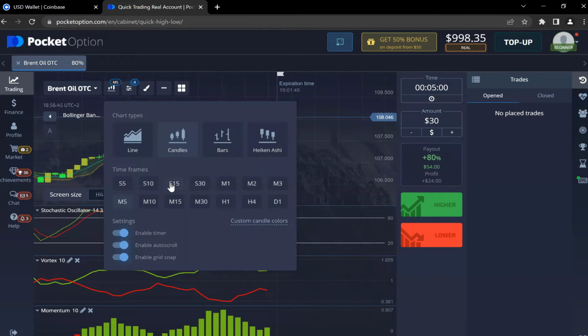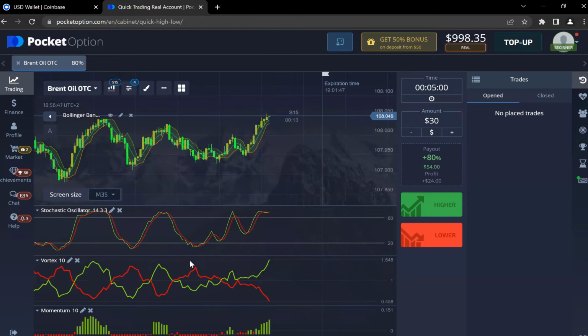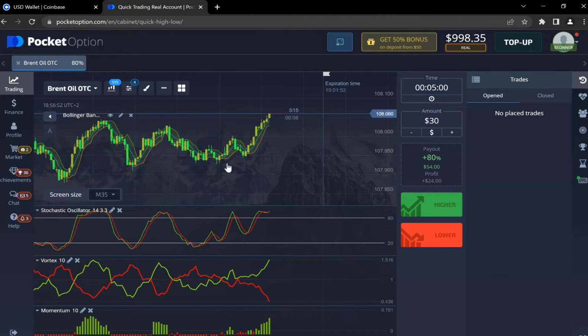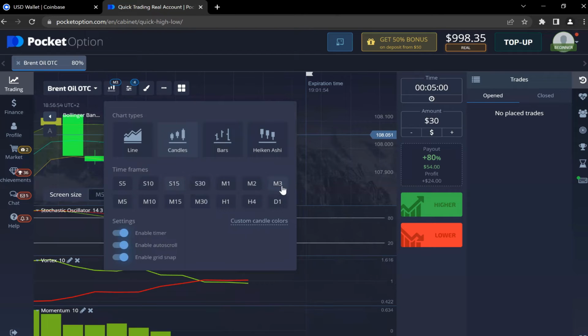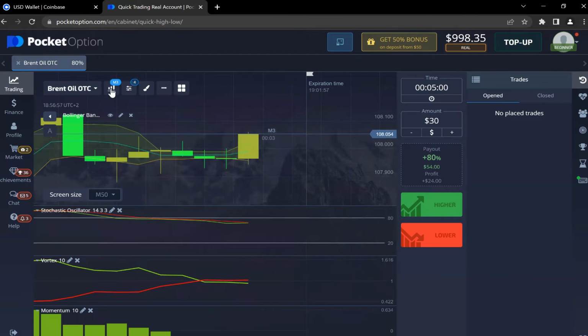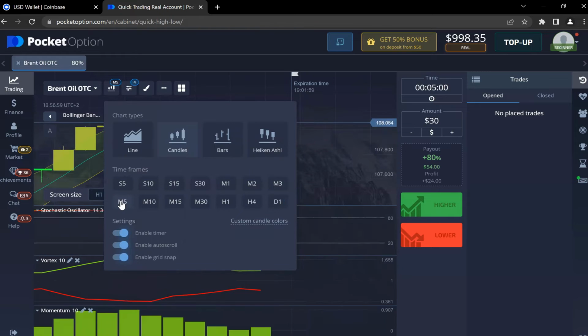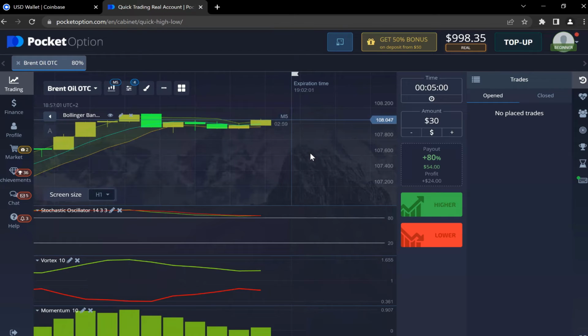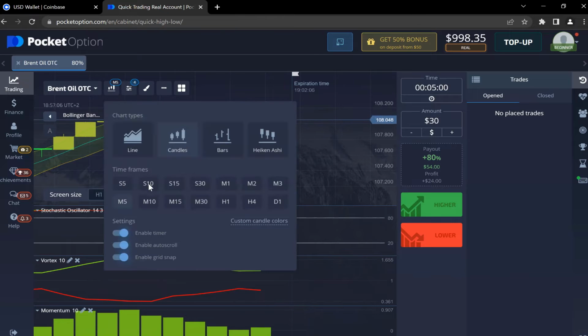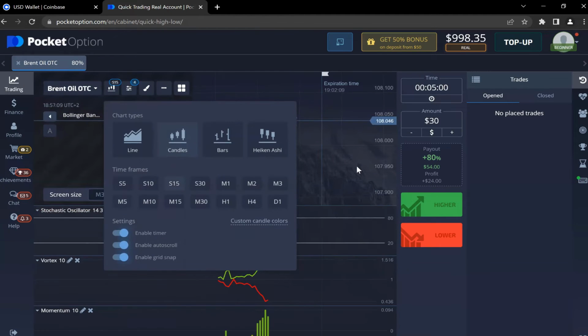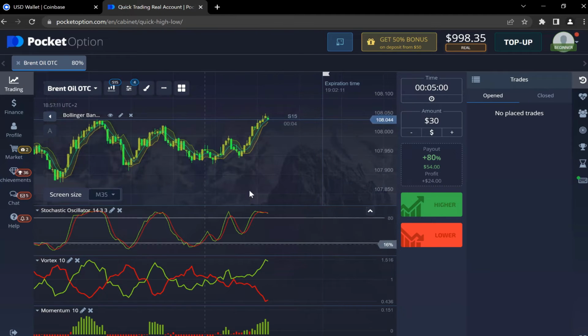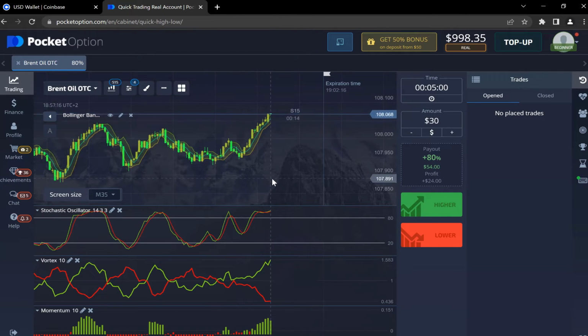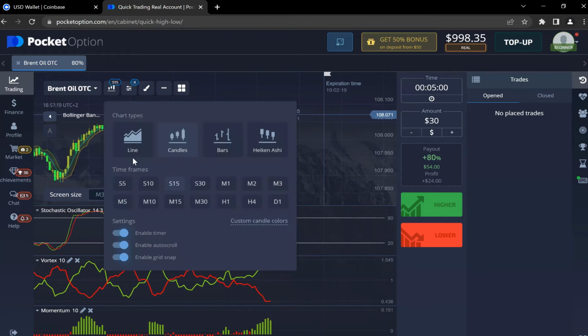Okay, hold up. Yeah, we missed that entry. We missed it, y'all. Dang, we missed it. I was gonna enter right here, and it pushed up. That would have been a win for sure.